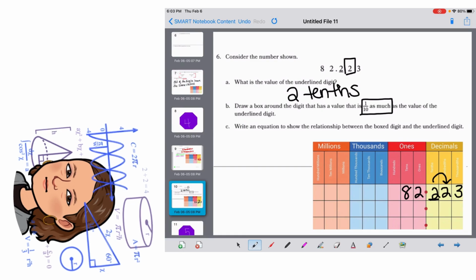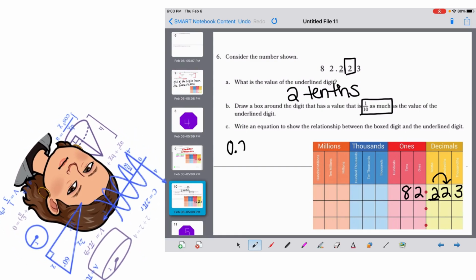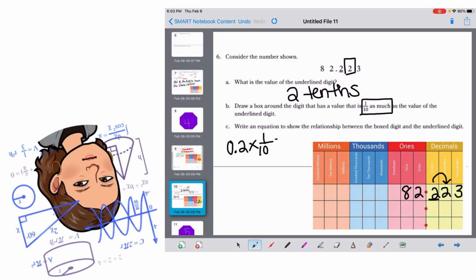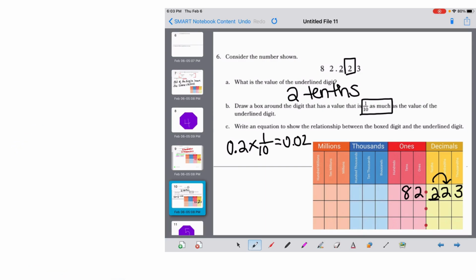So then they want us to write an equation. We are going to say that if we started with 2/10 and took 1/10 of that, we would end with 2/100.